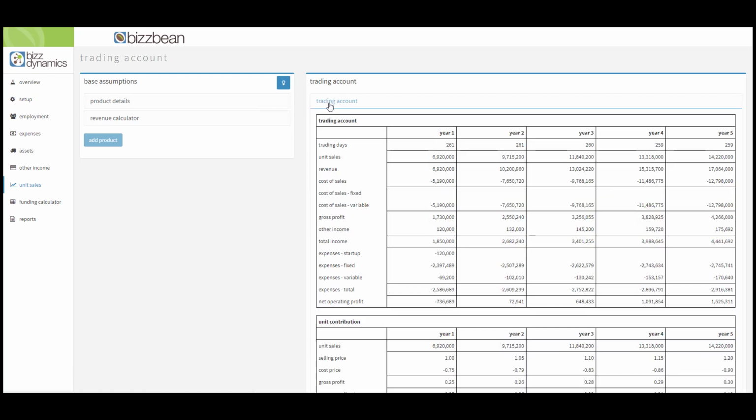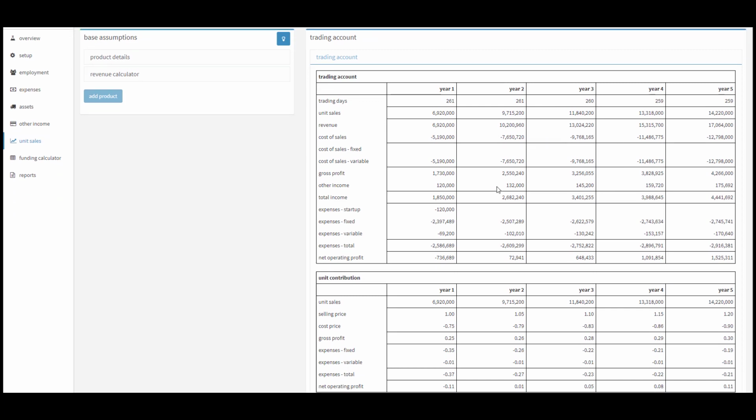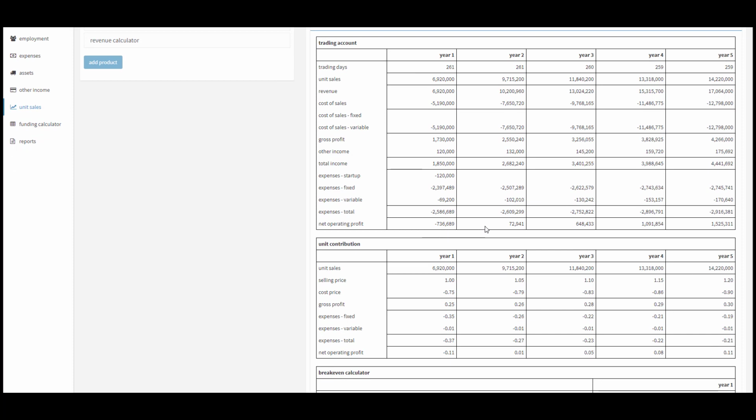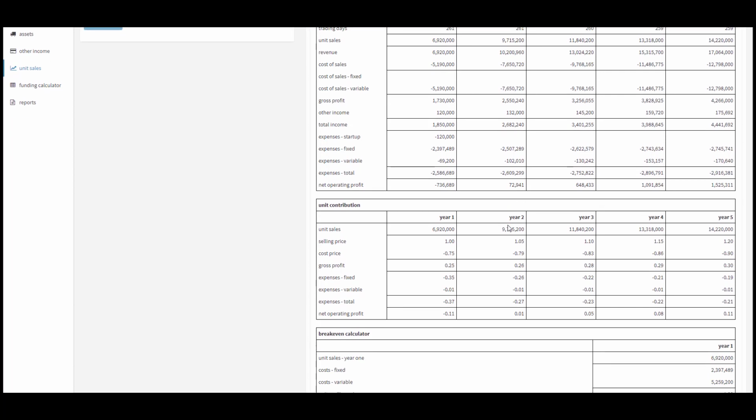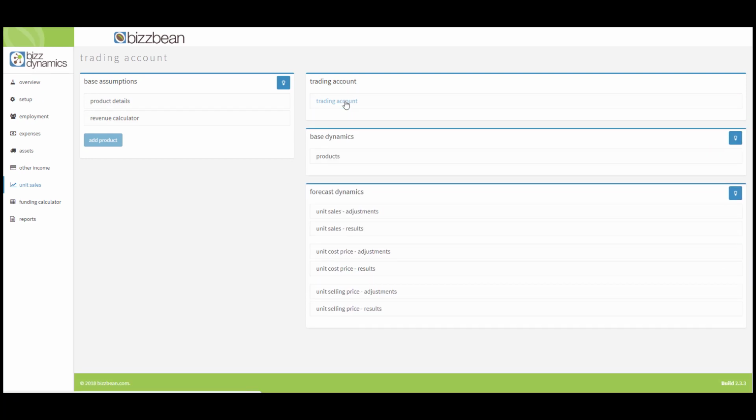Now let's look at the trading account, and we can see that those units have remained the same, obviously, but the revenue has changed, and so has the cost of sales. But our profit has increased. We've turned a profit sooner now, and that's because we've recovered more of the costs that have been passed on to us.